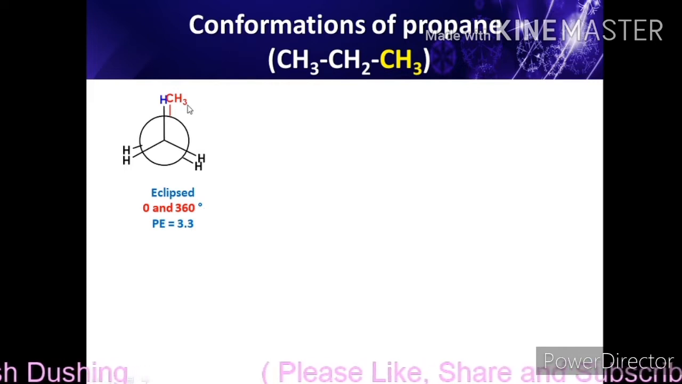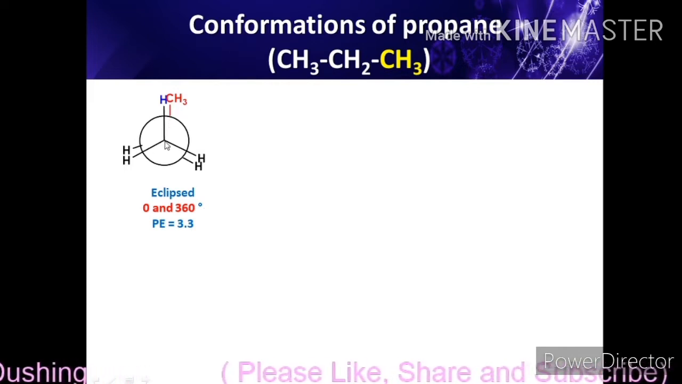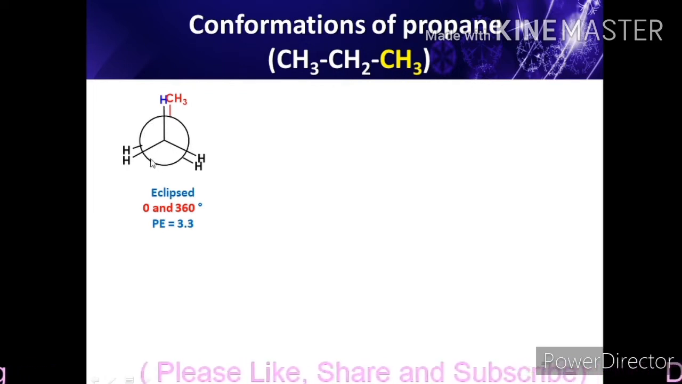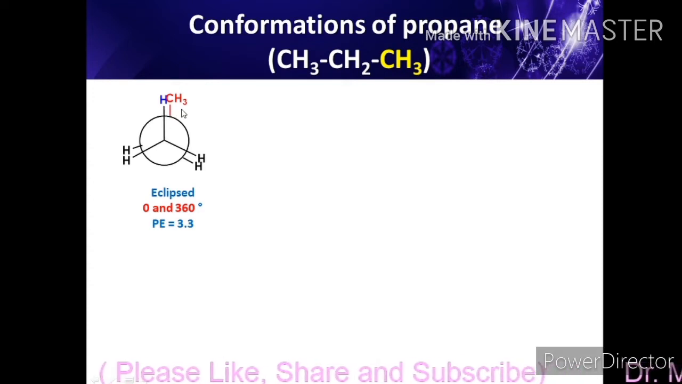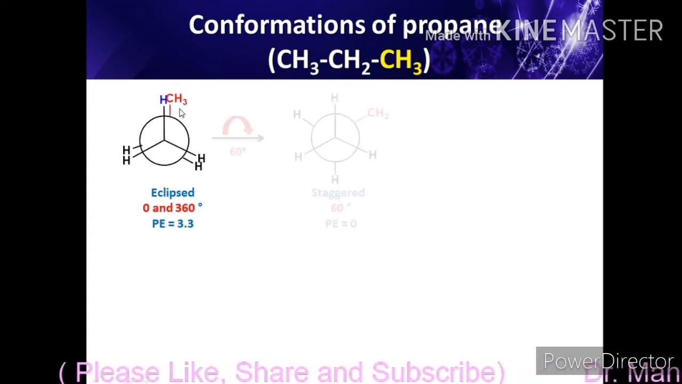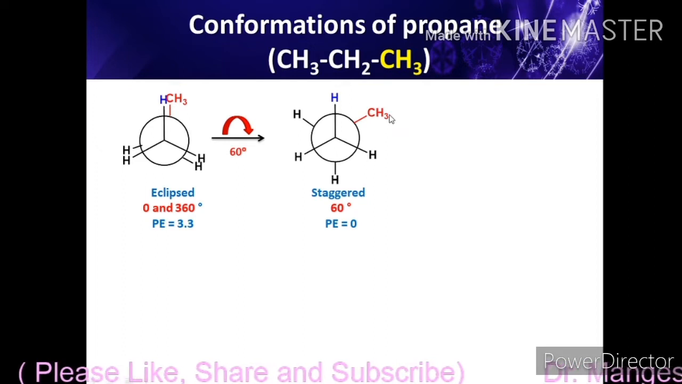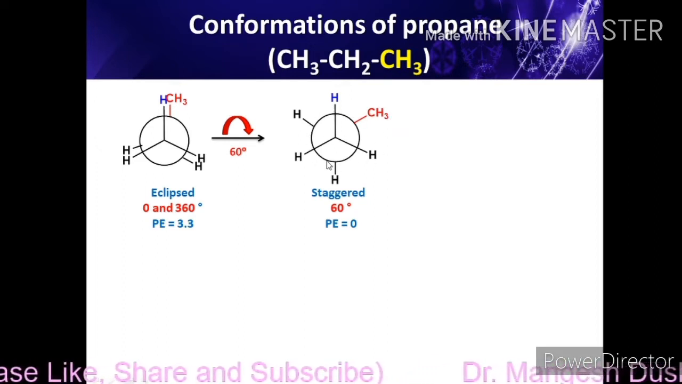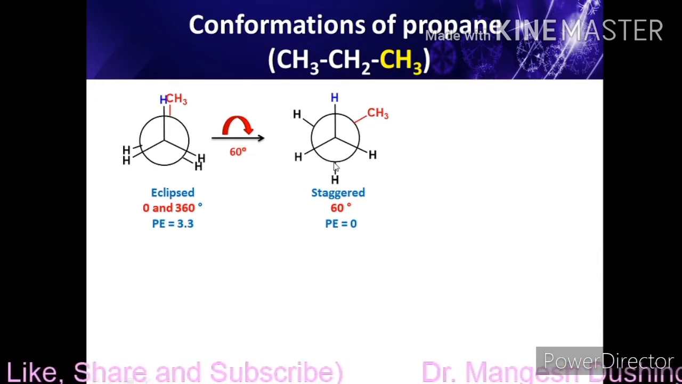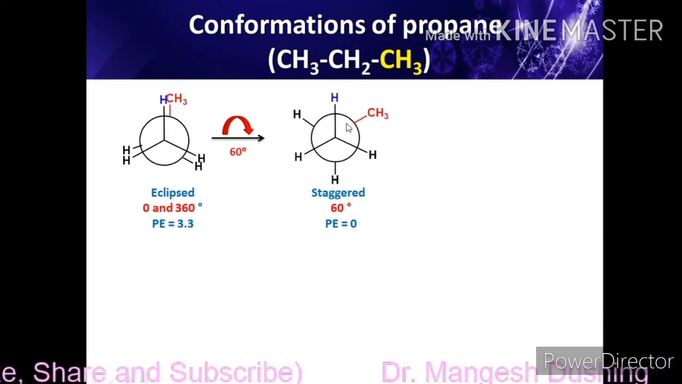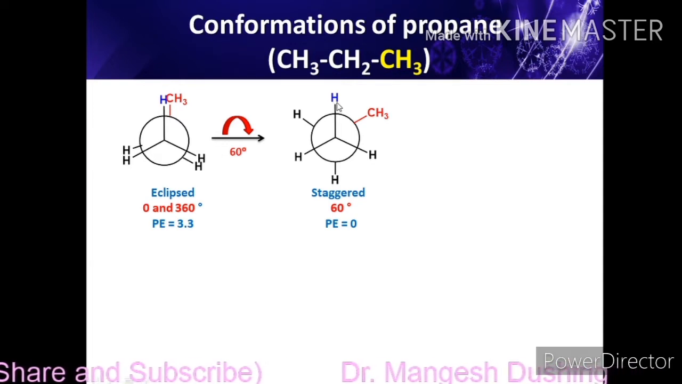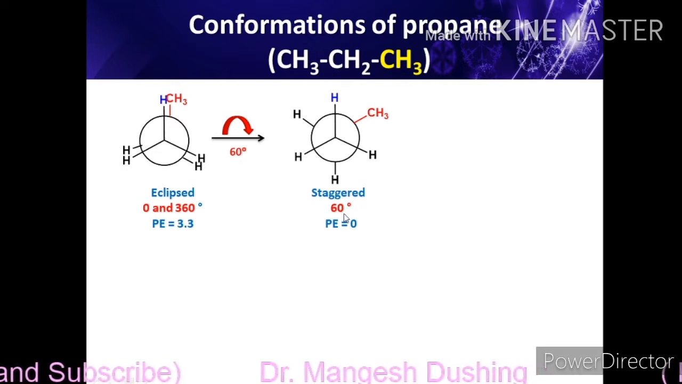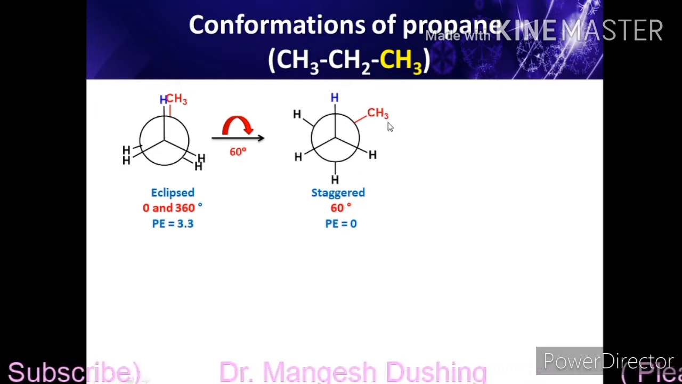Now in the next conformation, we have to keep this front carbon atom as it is, and we need to rotate the rear carbon atom by 60 degrees. So after rotation of 60 degrees, this methyl comes over here. Now in this structure, all the groups and atoms are maximum away from each other. So this conformation is called staggered conformation. This is our observational hydrogen atom, and this is our methyl group. So the angle between this hydrogen and methyl group is 60. So dihedral angle is 60 degrees.